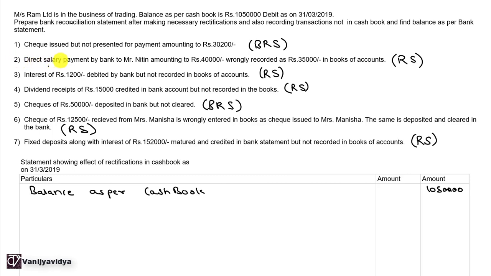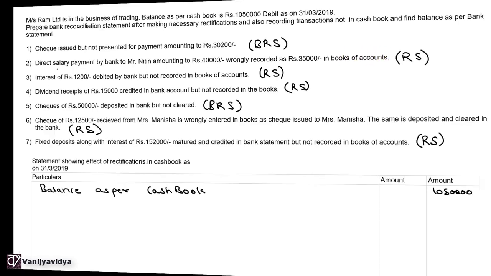Second, direct salary payment by bank to Mr. Nitin amounting to rupees 40,000 wrongly recorded as rupees 35,000 in the books of accounts. Let's prepare a working note for this.